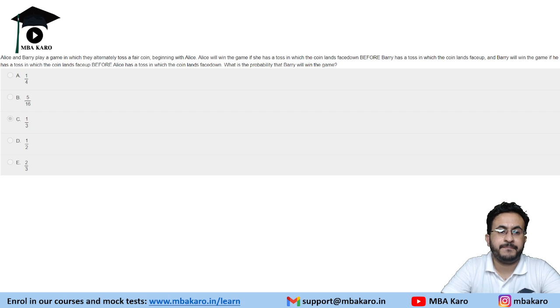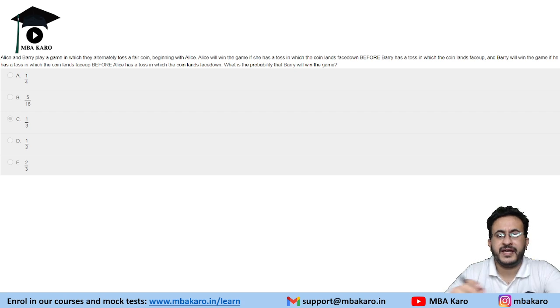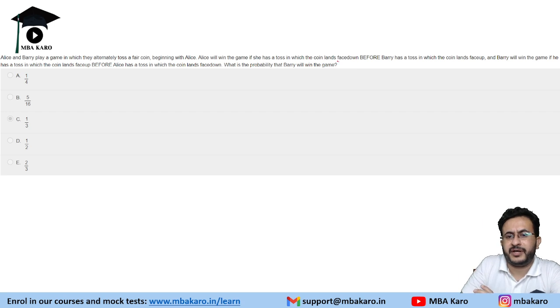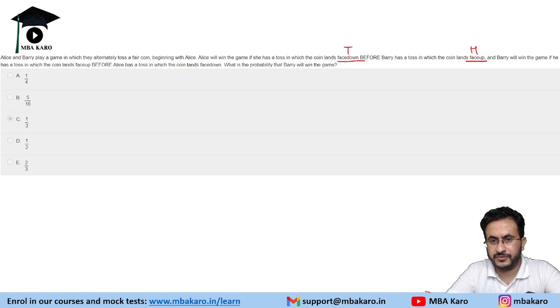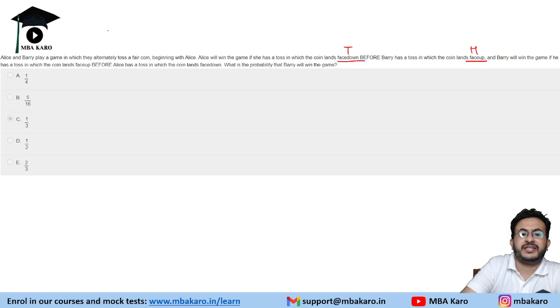Alice and Barry play a game in which they alternately toss a fair coin, beginning with Alice. So Alice starts the game. Alice will win the game if she has a toss in which the coin lands face down. Now, some of you might be confused what is face down, face up. So let us say face down is tail and face up is head. You can take anything, it does not matter. So Alice wins if she gets tail before Barry gets head, and Barry will win if he has a toss which gets head before tails. So basically Alice will win on tail and Barry will win on head.